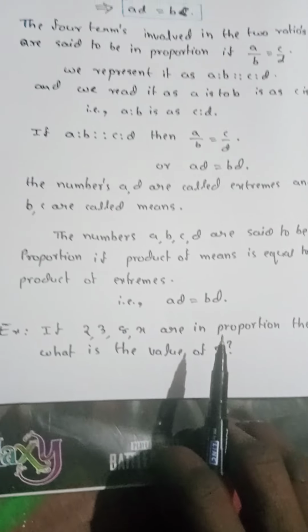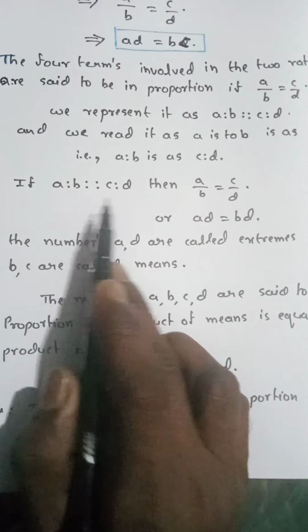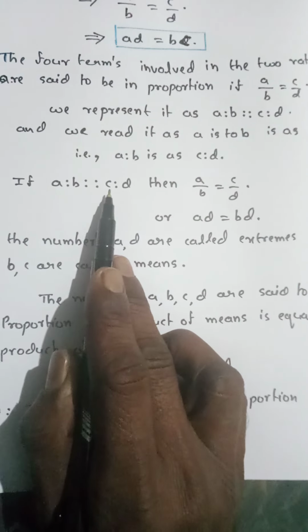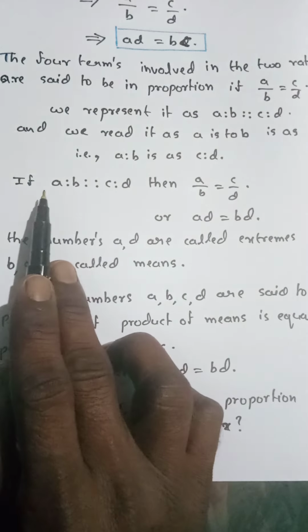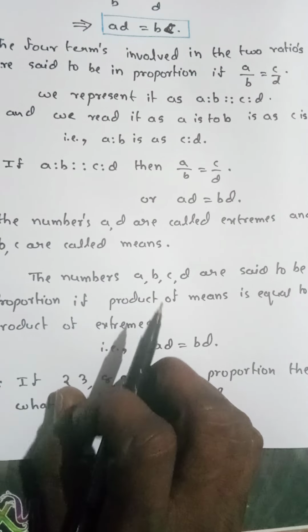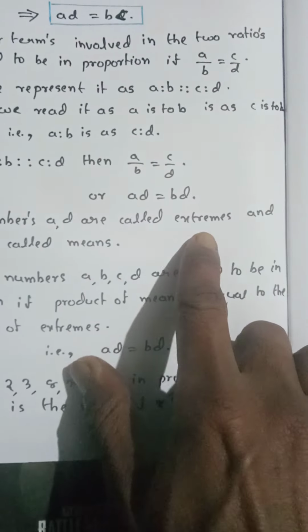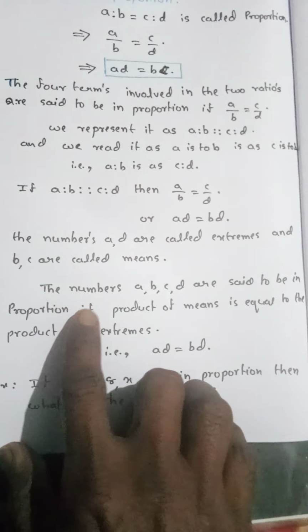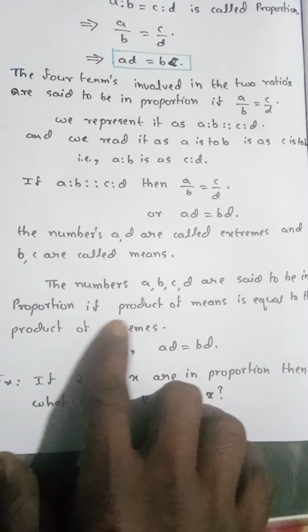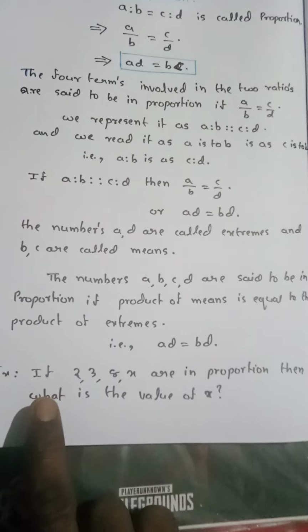Now check here very carefully. In this proportion, the middle terms B and C are called the means of the proportion, and the first term and the last term, the ends, we call the extremes of the proportion. So in these four numbers, A and D we call extremes, and the middle ones B and C we call means. The four numbers A, B, C, D are said to be proportional if the product of means is equal to the product of extremes. We should remember this.